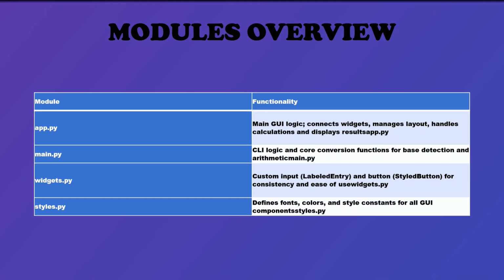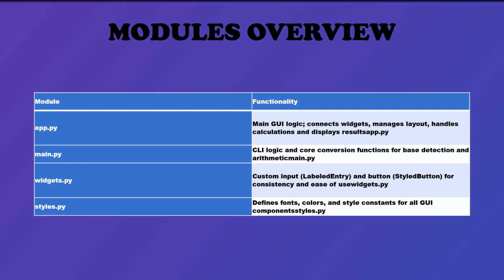Okay, so first we have the logic module, which handles base detection, conversion, and arithmetic functions. Then we have the GUI module, which deals with input fields, operation selection, and result display. Lastly, we have the styling module, which unifies font, color, padding, layout, and other visual components. This module breakdown ensures that if we want to update any part later, we don't have to touch the whole entire code.